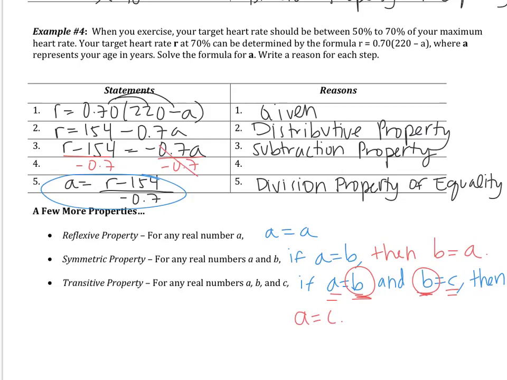Quick note is this says for real numbers. When you get to advanced algebra next year, you're going to be learning something called imaginary numbers. We're not going to see that this year. All you're going to be dealing with is real numbers. But we have to write that in there because it makes the property a little bit more specific.